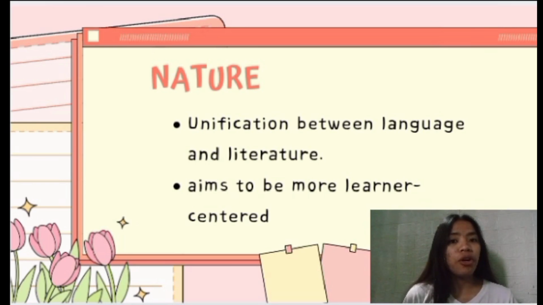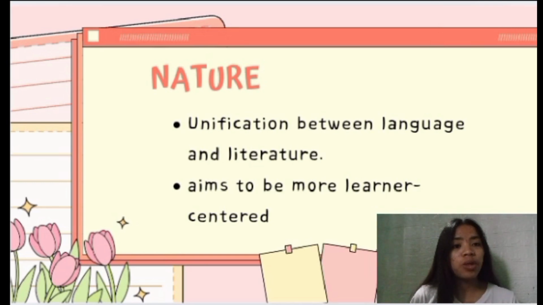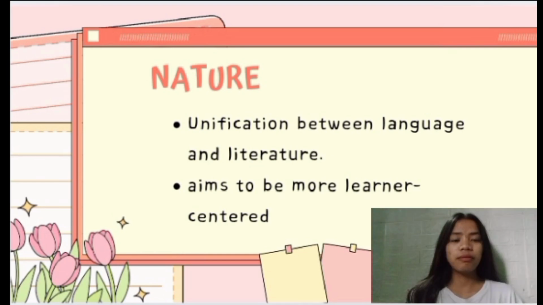It aims to be more learner-centered. Why? Because we let our students pay attention to the way language is being used in a text, the meaning, and it increases the general awareness of the students with regards to the English language. In addition, language model focuses on how language is used in a literary text. So this approach uses text as a basis for analyzing grammar and structure.